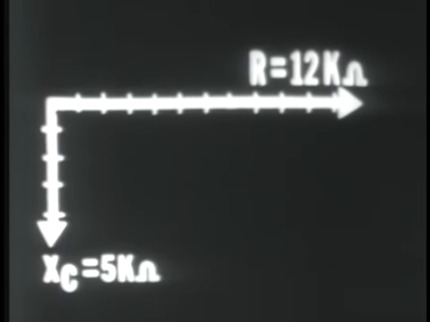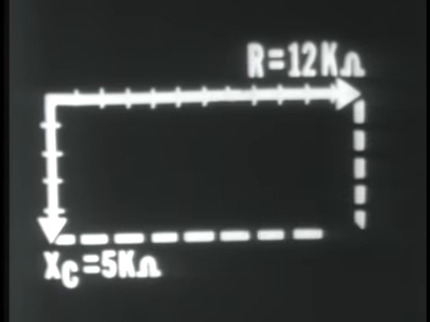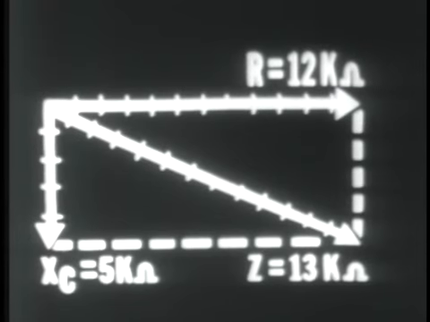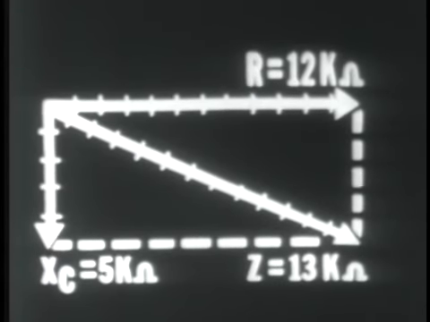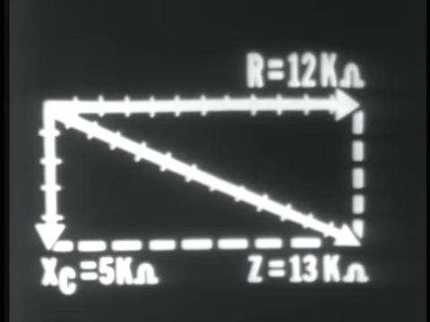Now, each mark or each unit here on our vector is equal to 1 k ohm, or 1 unit. So once again, R would be equal to 12 k ohms at 0 degrees. Next, X sub C is plotted at minus 90 degrees, which in our problem was 5 units or 5 k ohms. We construct a parallelogram and draw in our radius vector. If we measured our radius vector or our impedance vector, they are one and the same, it would measure 13 units long, which would be equal to 13 k ohms. So we have an impedance of the circuit of 13 k ohms.